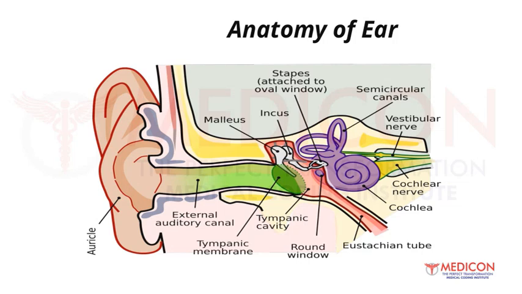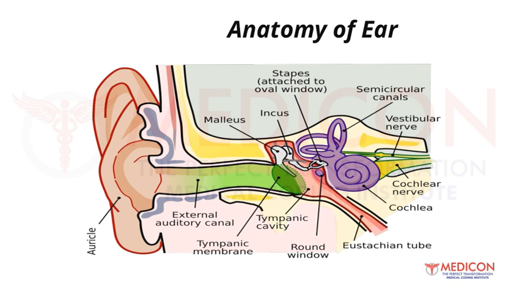Let's take a closer look at the anatomy of the ear. The ear is a complex and fascinating structure designed to capture sound and help us maintain our balance. At the outermost part, we have the external ear, which includes the pinna or auricle. The pinna is the visible part that helps collect sound waves and direct them into the ear canal.